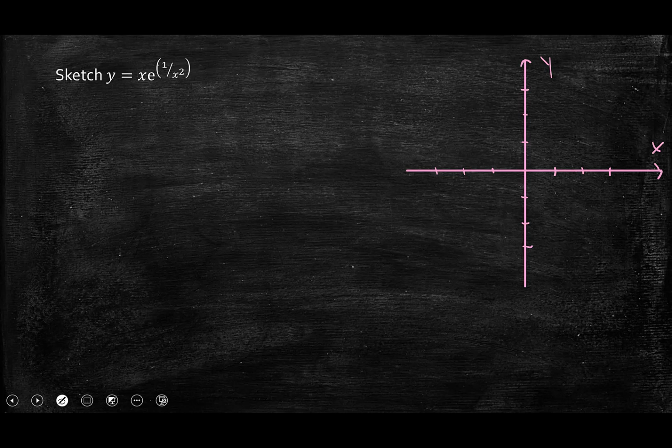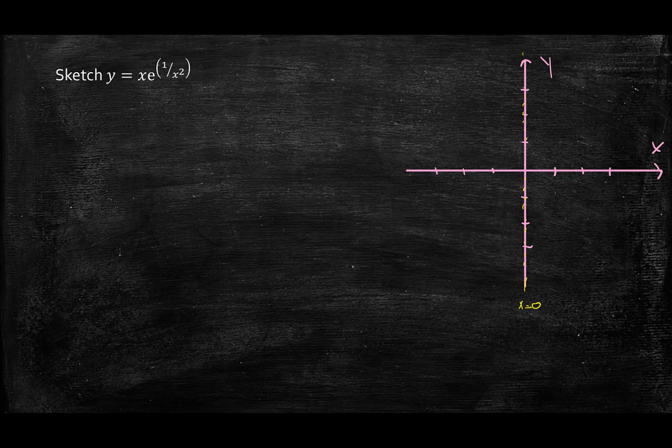In order to do that, let's just get started with the x-intercept and the y-intercept. To find the y-intercept, I'm going to put x equal to 0, and if I do that, the whole thing won't exist because I have e to the power of 1 over x squared, and 1 over 0 doesn't exist. Therefore, my function won't exist at x equals 0. So right away, I know that at x equals 0, I will have an asymptote. So I will not be hitting this line at x equals 0.